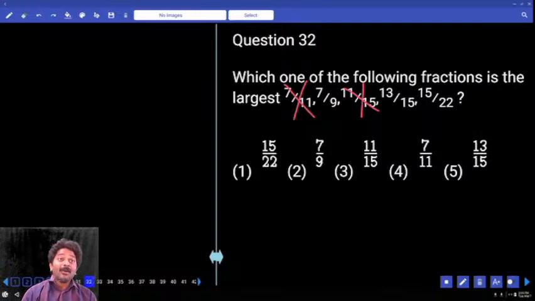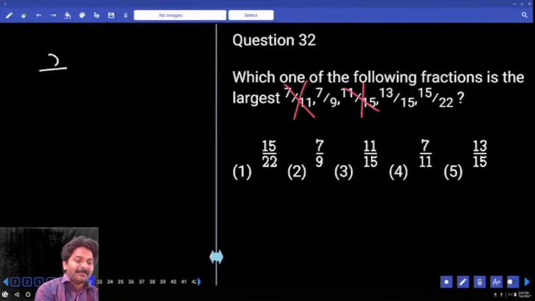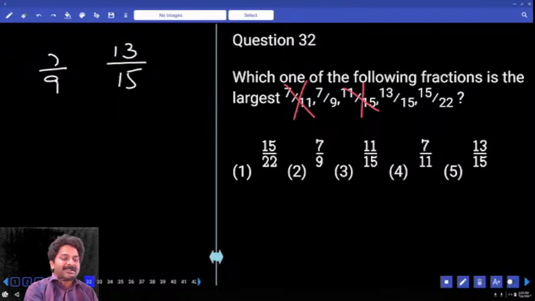Now observe the difference between numerator and denominator. Is it the same for any 2 fractions out of the leftover 3? 7 by 9: 2. 13 by 15: 2. 15 by 22: 7. Forget about it. I will concentrate on 7 by 9 and 13 by 15. Here the importance is the difference between numerators and denominators. Both are the same.